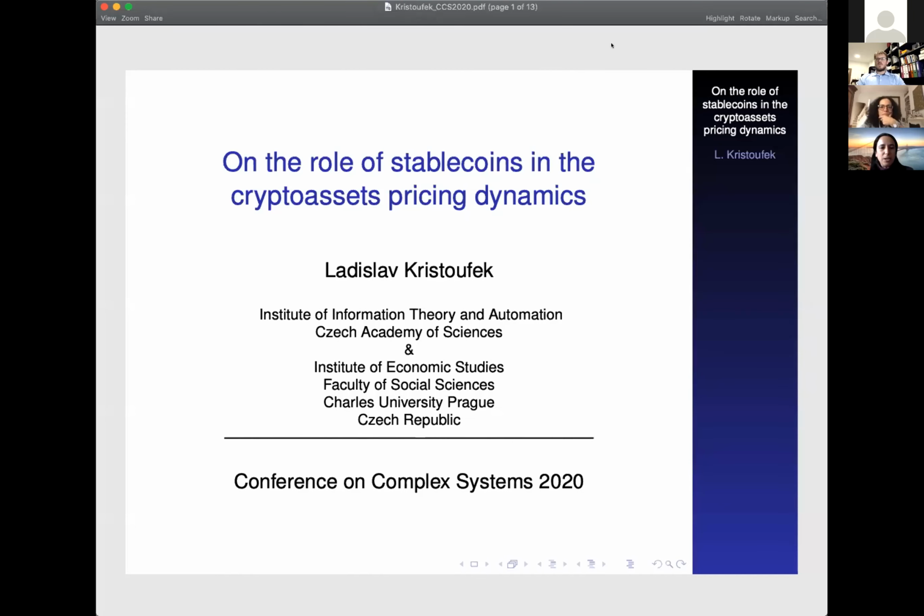on economics and finance too. I think there are multiple sections of this topic, so that's why this is number 2. The first speaker is Ladislav Kristoufek from the Institute on Information Theory and Automation at the Czech Academy of Sciences and the Institute of Economic Studies and Faculty of Social Sciences at Charles University in Prague in the Czech Republic. So Ladislav, the floor is yours.